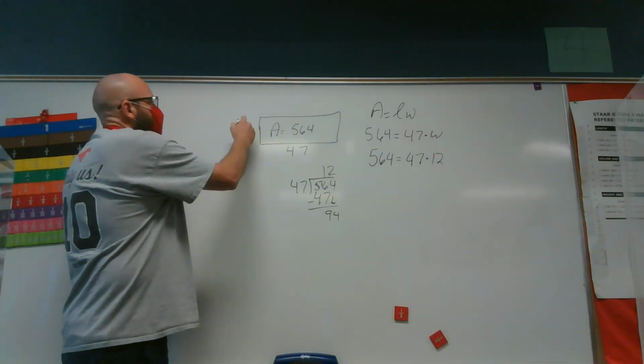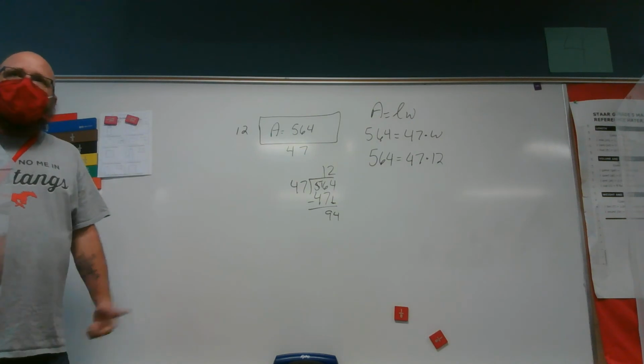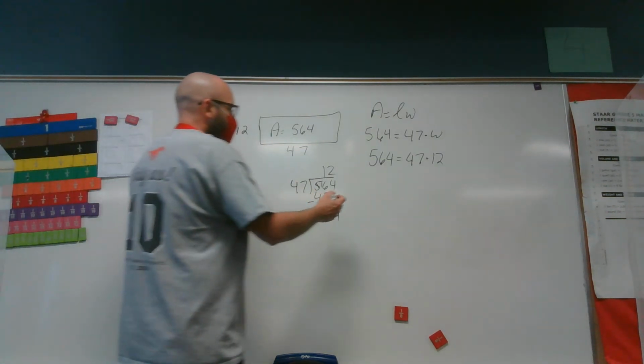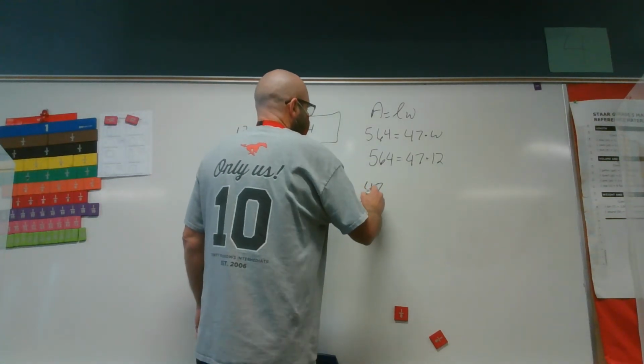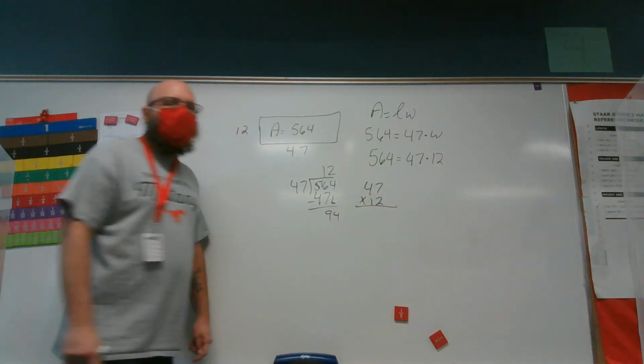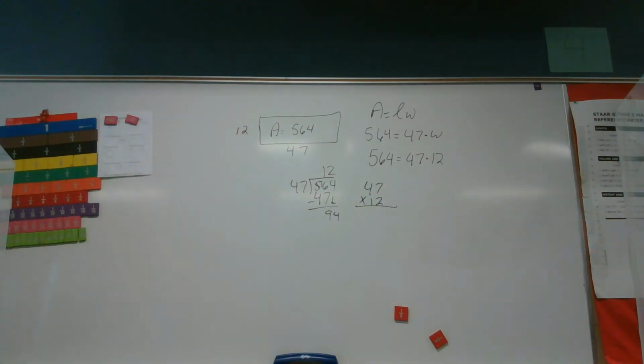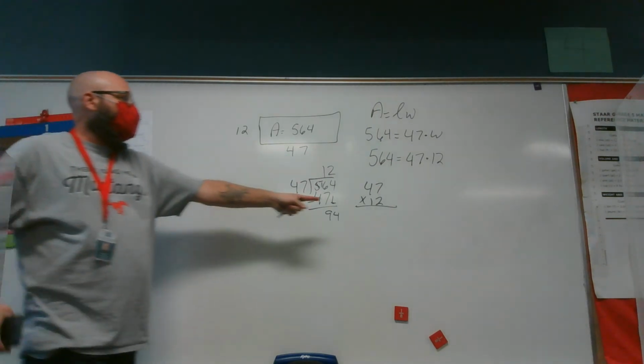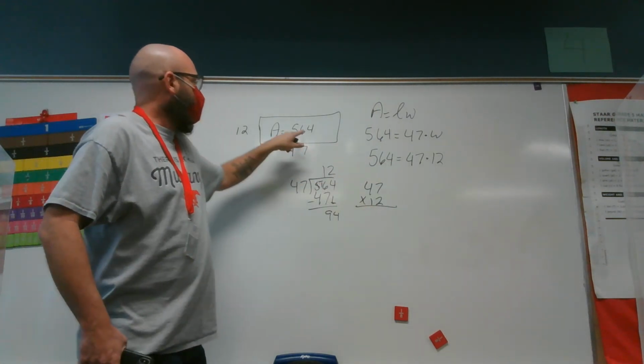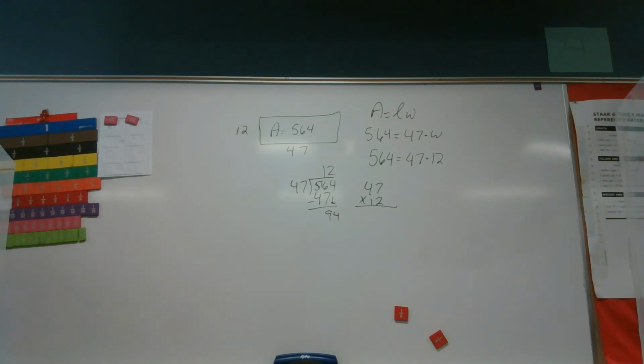So I think this side's 12. I can check it by multiplying 47 times 12. And if I did all of my math right, then this product should be 564. Exactly. That product should be 564.